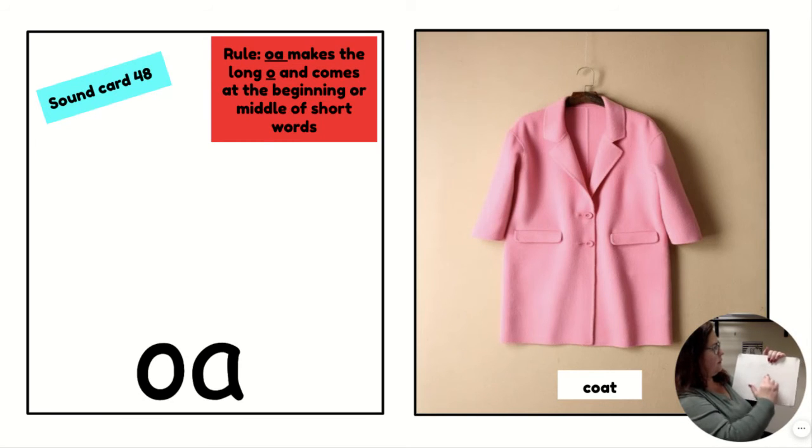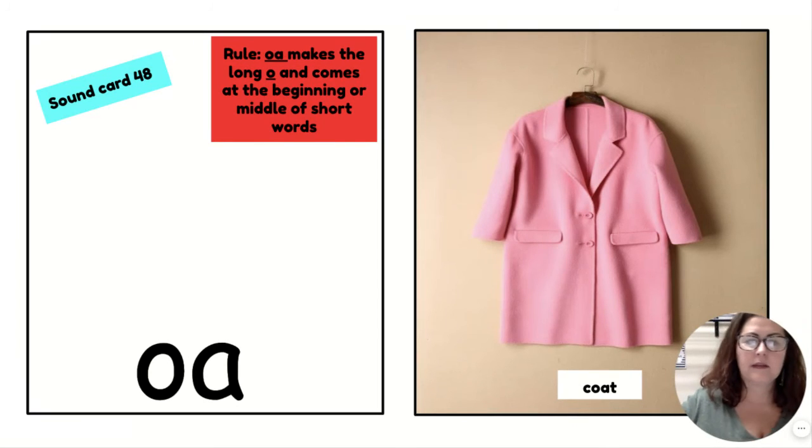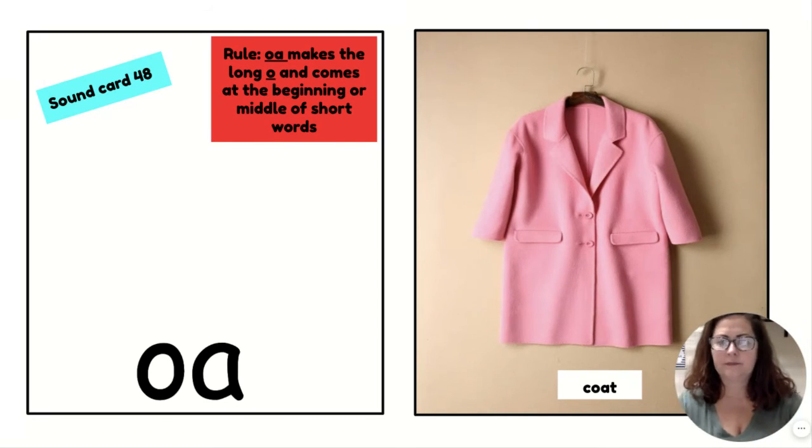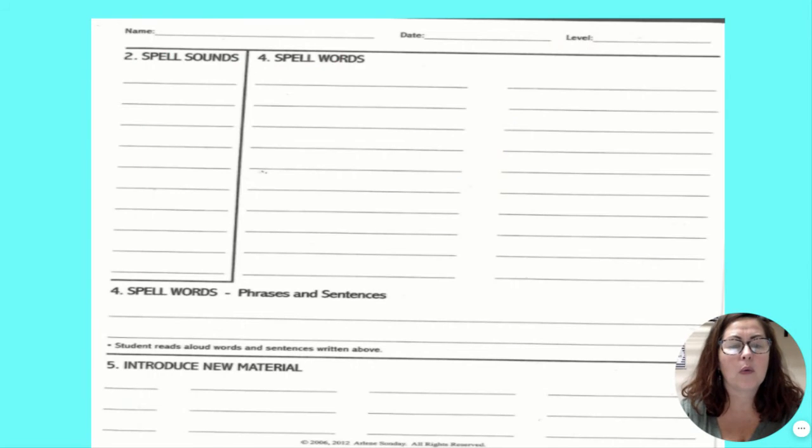O, O, O. And the keyword is coat. Now I want you to write it on the 3 small lines in the Introduce New Materials section by the number 5 while saying O, O, O.